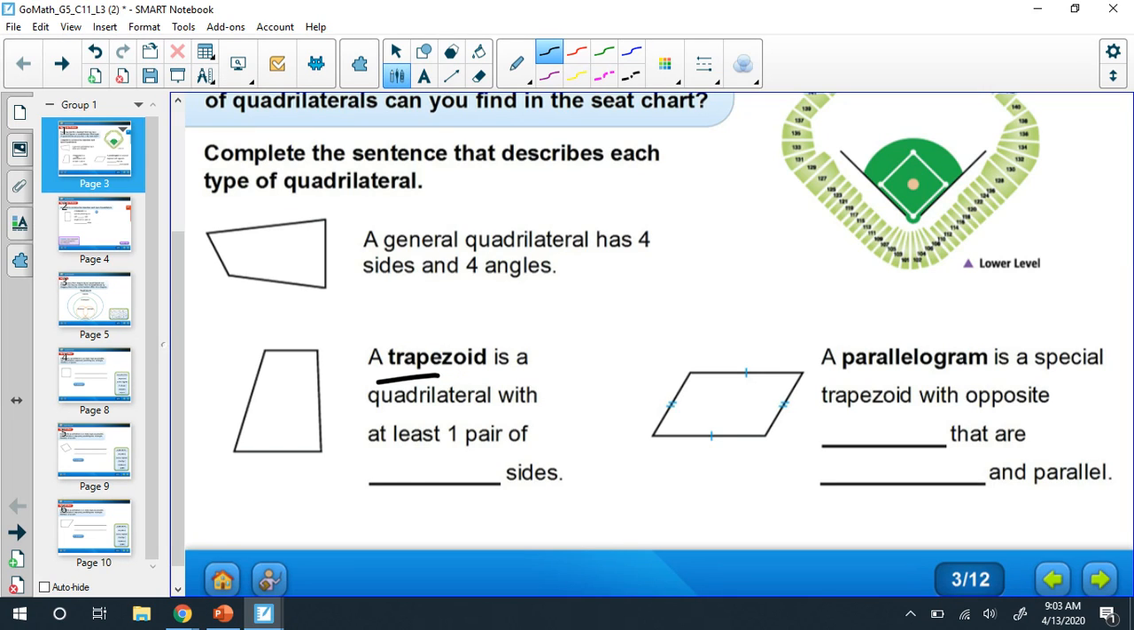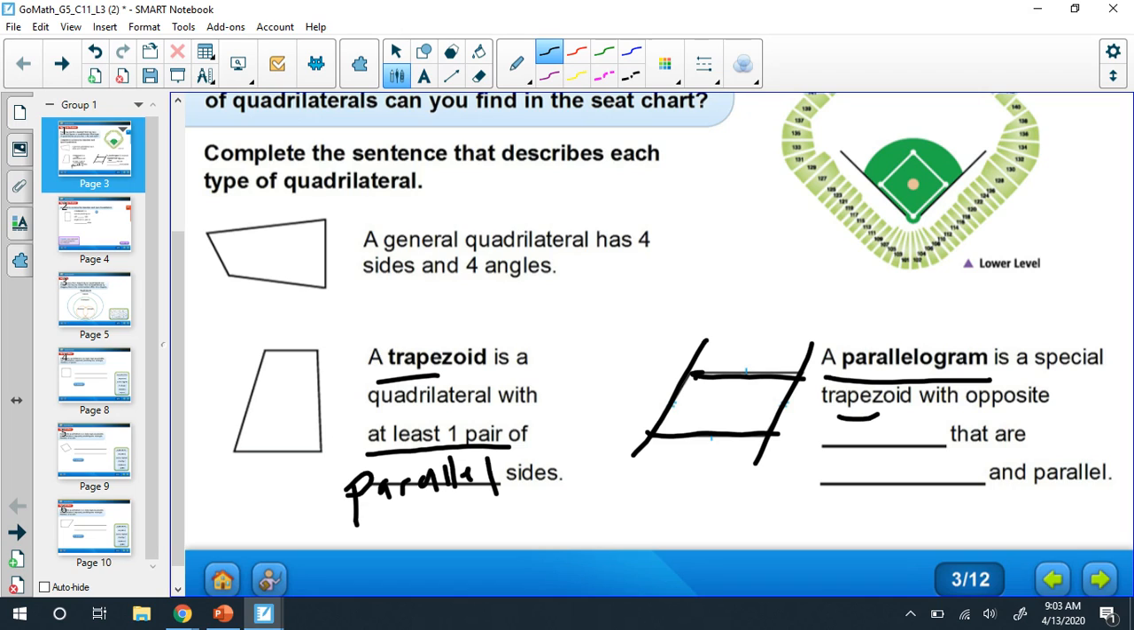And trapezoids are quadrilaterals that have at least one pair of parallel sides. Most things going forward are going to be related to parallel sides. So trapezoids have one pair of parallel sides, at least one pair, right? And because it's at least one pair, when we move over to a parallelogram, it is also a trapezoid, and it has one pair of parallel sides, but it doesn't just have one pair, it has a second pair as well.